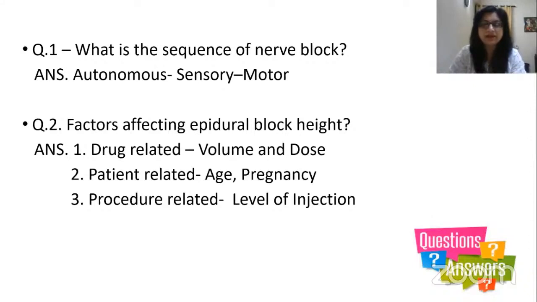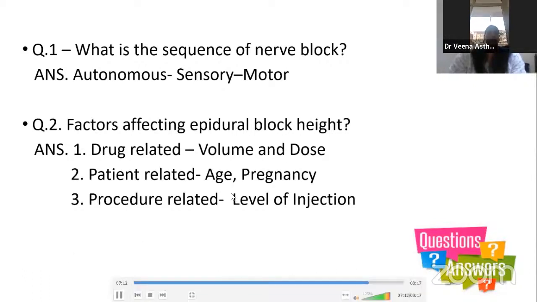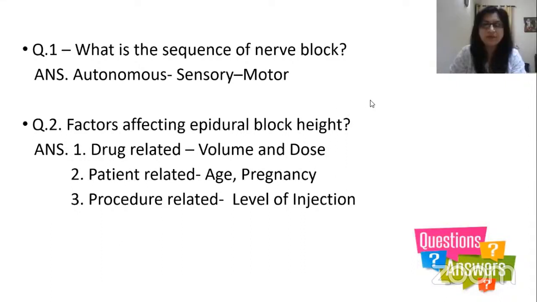Patient-related factors are age and pregnancy. Elderly patients require less volume of drug to achieve block height due to decreased compliance of epidural space and increased sensitivity of nerves in the elderly. And in pregnant women, there is engorgement of epidural veins due to increased abdominal pressure. Procedure-related factor is level of injection.